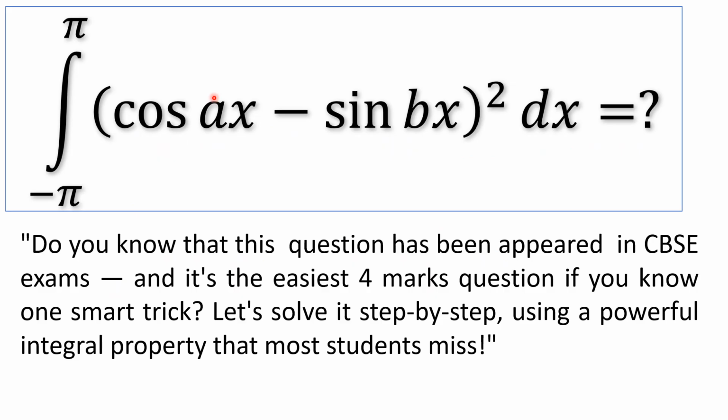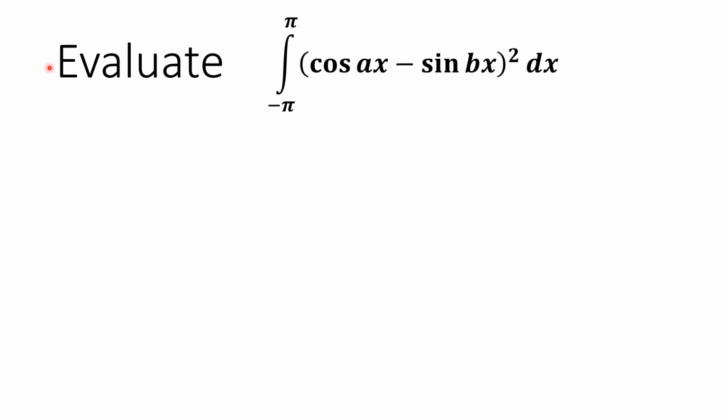Do you know that this question has appeared in CBSE exams, and it is the easiest 4 marks question if you know one smart trick. Let us solve it step by step using a powerful integral property that most students miss. We are supposed to integrate (cos ax minus sin bx) whole square between the limits minus pi to plus pi.